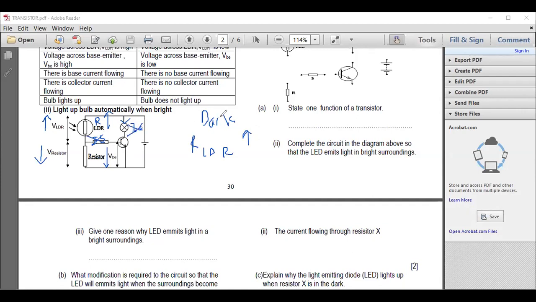So now what is going to happen? When dark, the bulb doesn't light up.